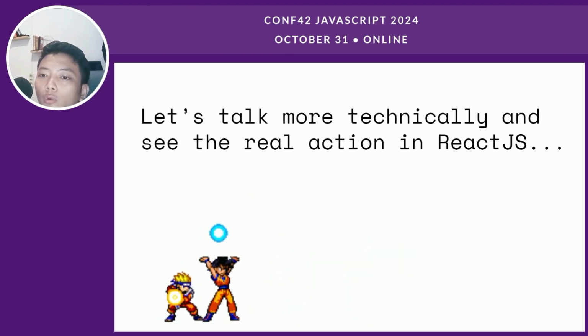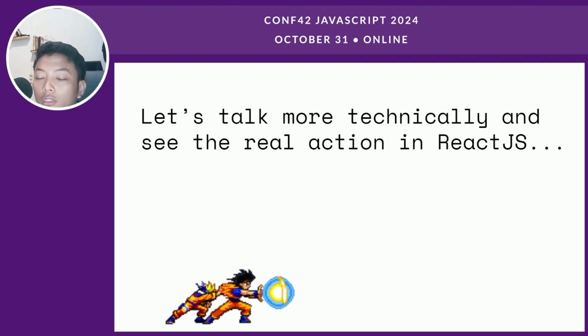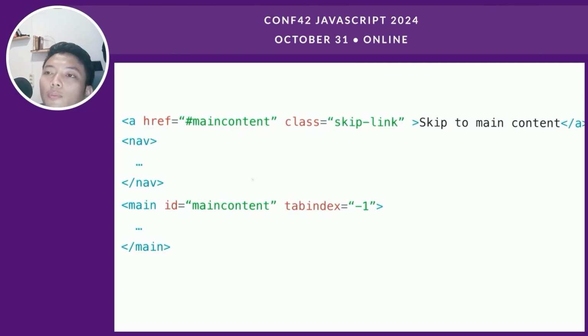Now we want to know how to approach those kinds of problems, with the solution that we're going to see in the next slide. Okay. So the first problem that we saw earlier is lack of keyboard accessibility. For keyboard accessibility, what we can do is add some tab index to the element or to the component that we provide.